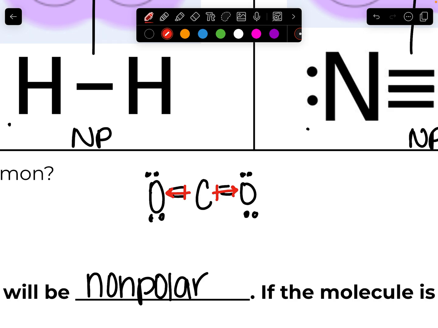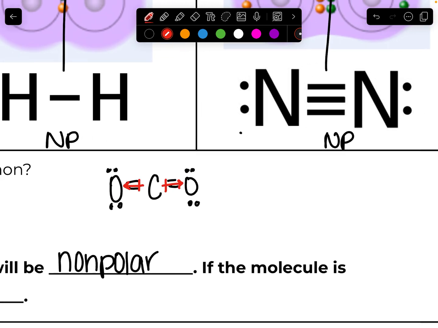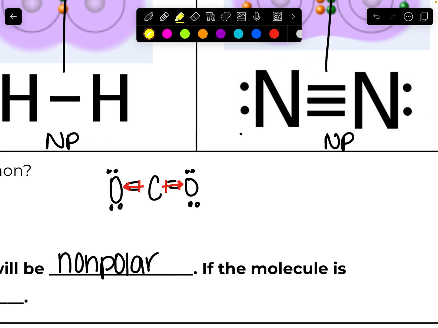So if something is linear, you have to take a look at the terminal atoms to help you figure out if the molecule will be symmetric or asymmetric, therefore polar or nonpolar. This atom in the middle is what we call the central atom, and as a reminder, these atoms on the end are what we call the terminal atoms. So let me give you another linear example.